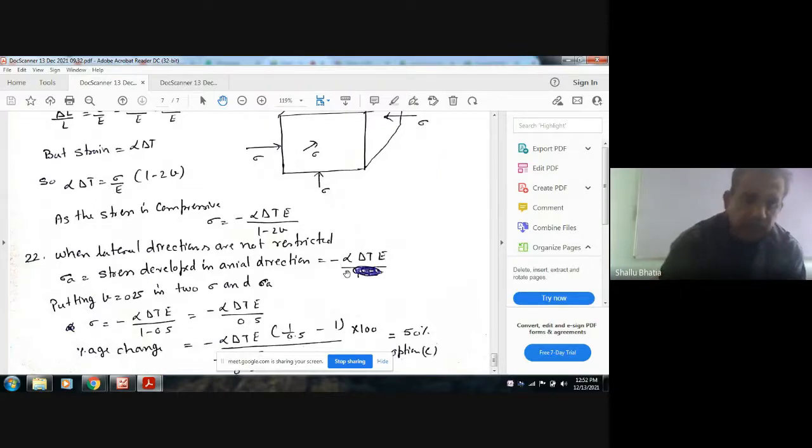So to find out the change in stress, sigma minus sigma A divided by sigma, this will be 50%. Okay, answer is C. Okay, thank you.